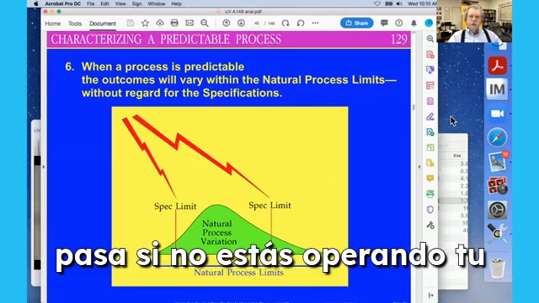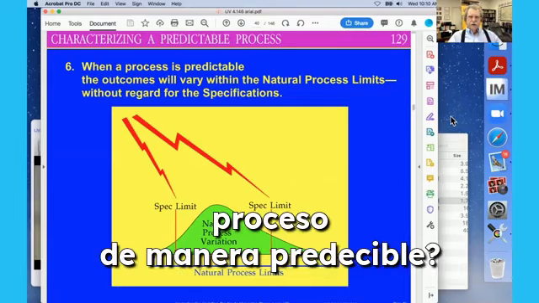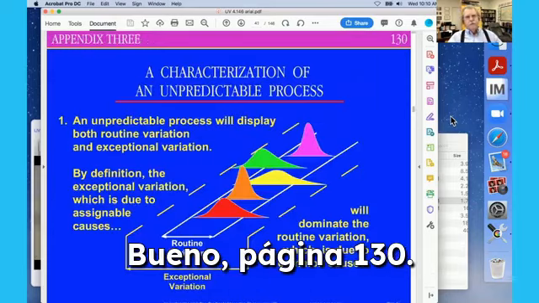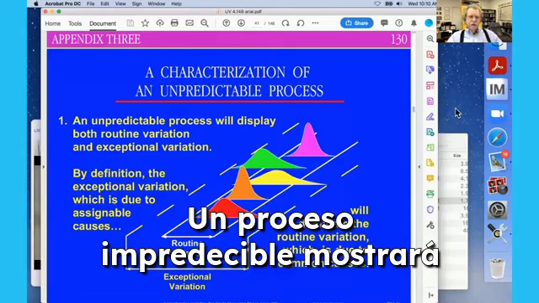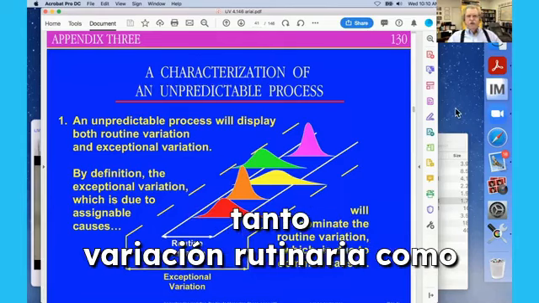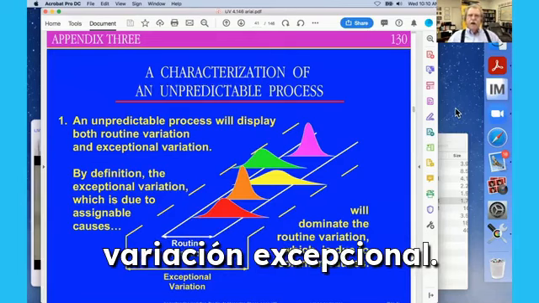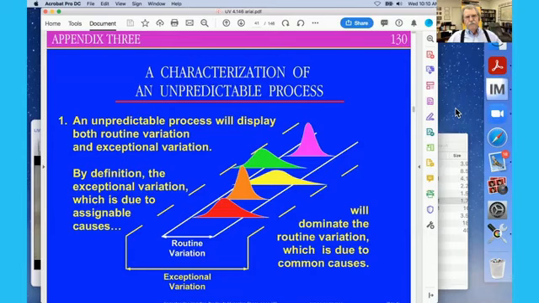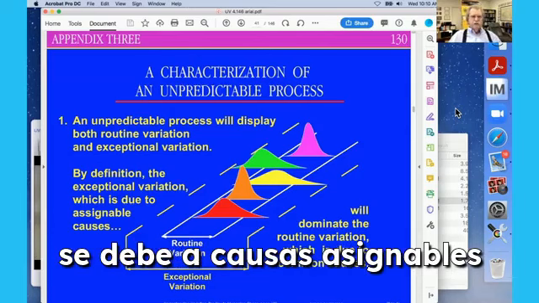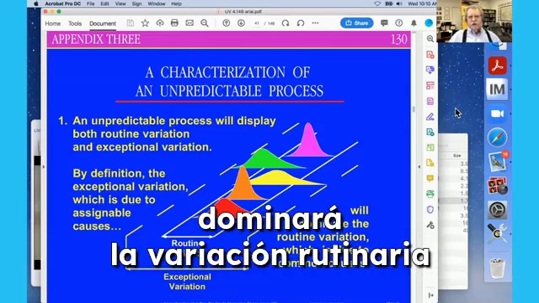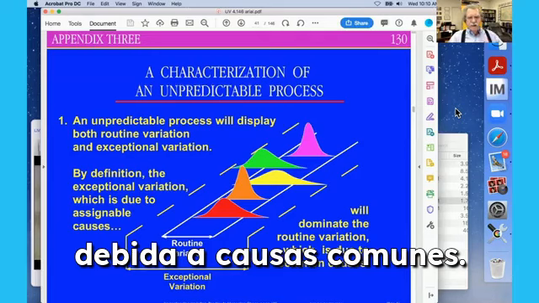But what happens if you're not operating your process predictably? Well, page 130. An unpredictable process will display both routine variation and exceptional variation. By definition, the exceptional variation, which is due to assignable causes, will dominate the routine variation due to common causes.